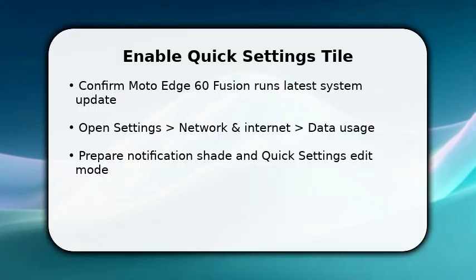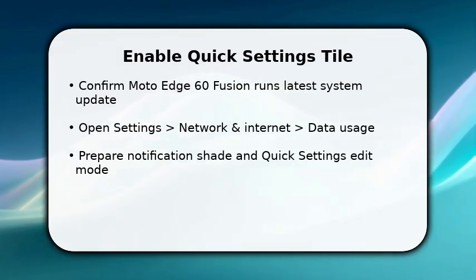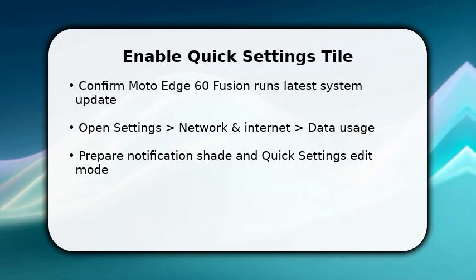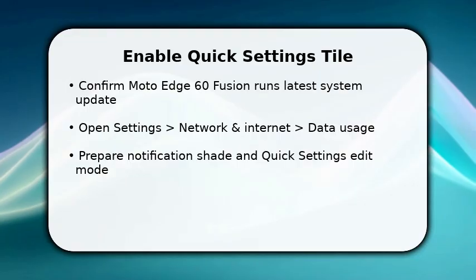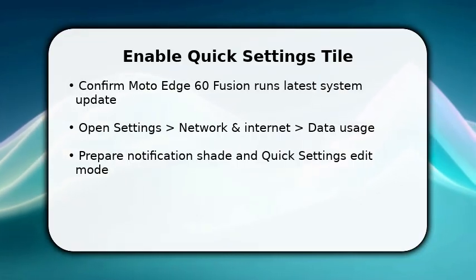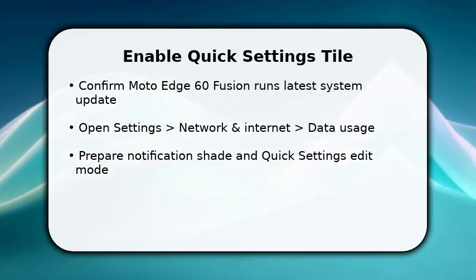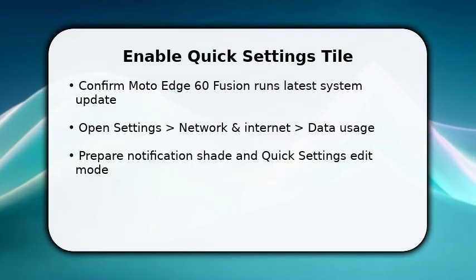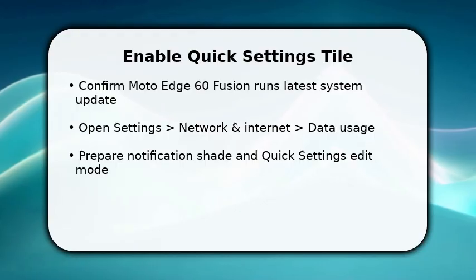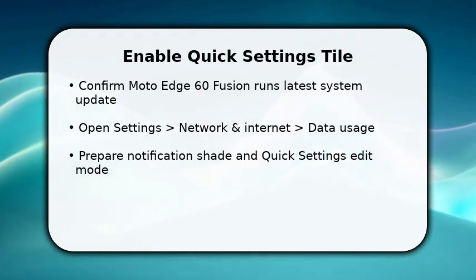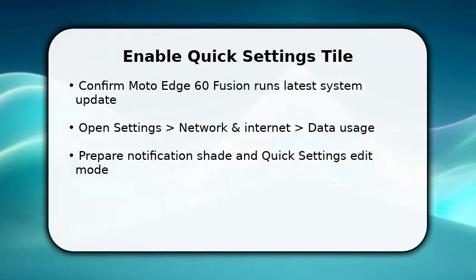You start by ensuring your Moto Edge 60 Fusion is updated and unlocked. You'll open Settings, tap Network and Internet, then Data Usage to confirm mobile data tracking is enabled. Once done, pull down the notification shade and enter Quick Settings Edit mode by tapping the pencil or edit icon. This lets you add or reorder tiles. Make sure you have at least one spare space for a custom tile so the data usage indicator can appear.